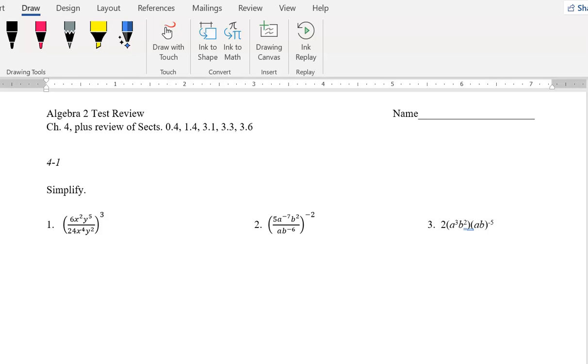So for number 1, I'm going to see if you understand how to use the properties of exponents to simplify an expression. What I always like to do for these problems is simplify as much as I can in the parentheses first, this fraction that's in the parentheses. So that begins with simplifying 6 over 24. So 6 over 24 is 1/4.